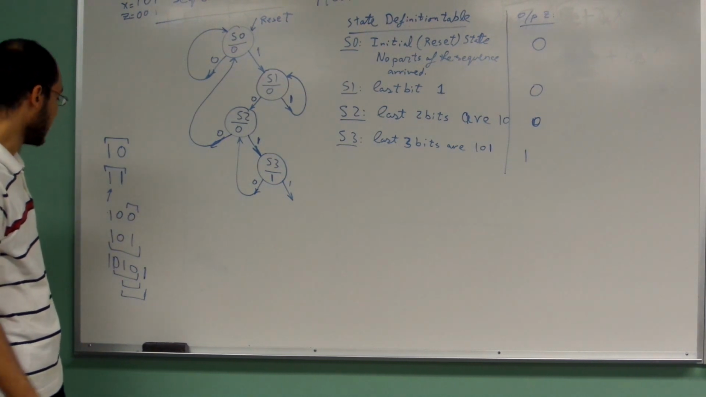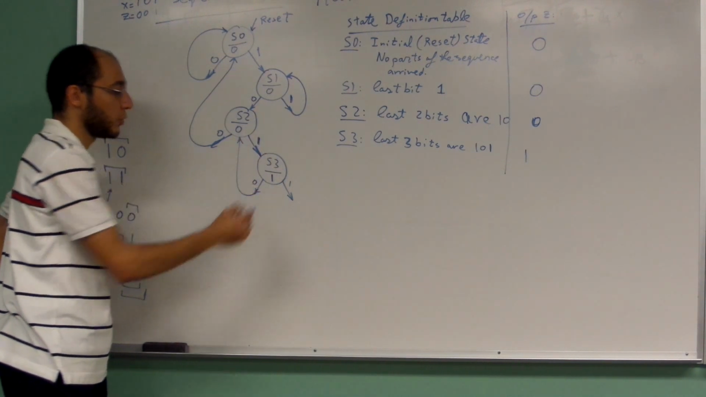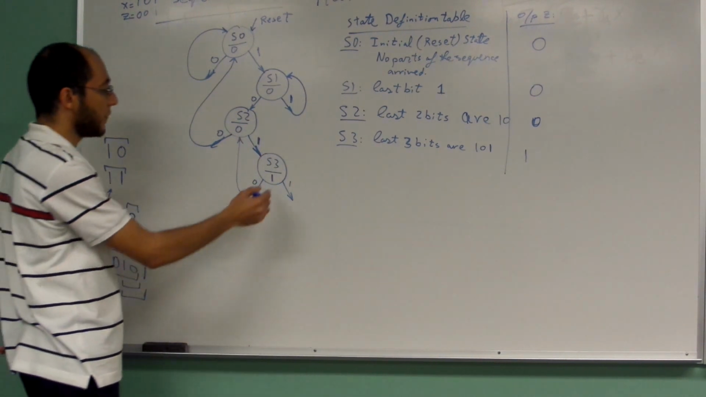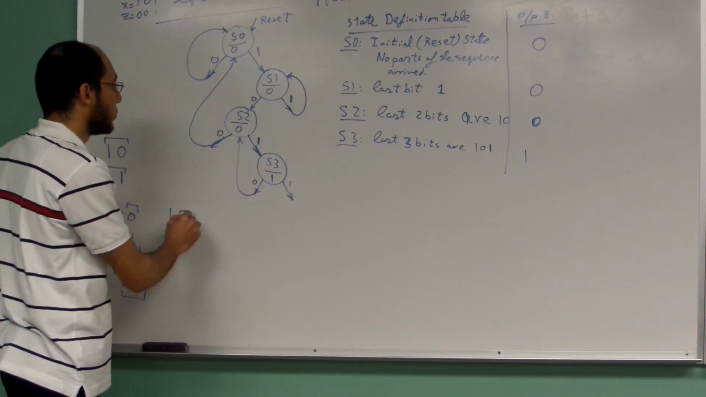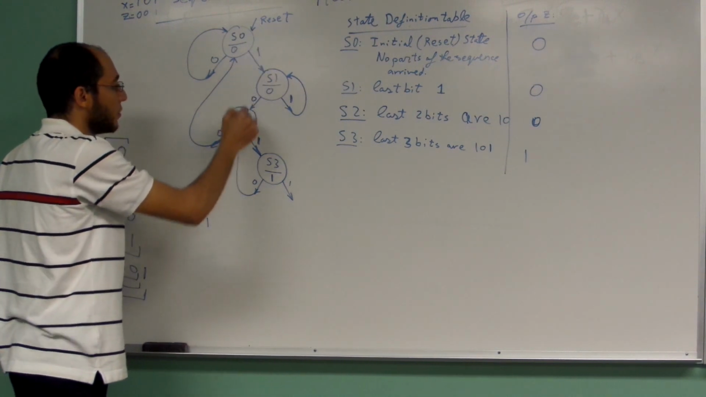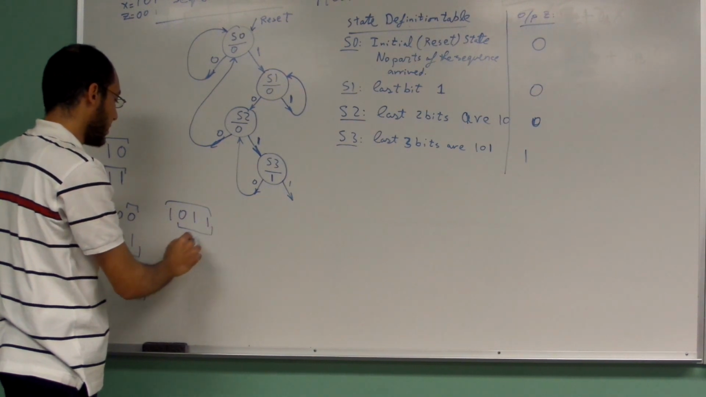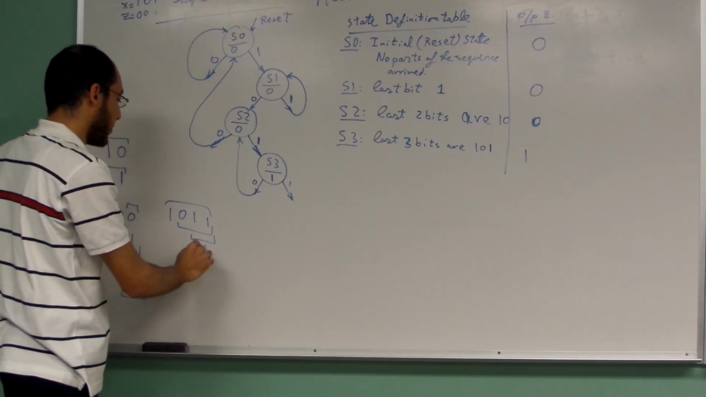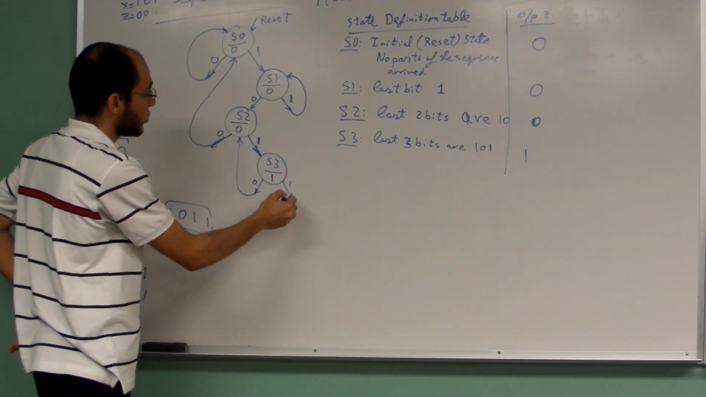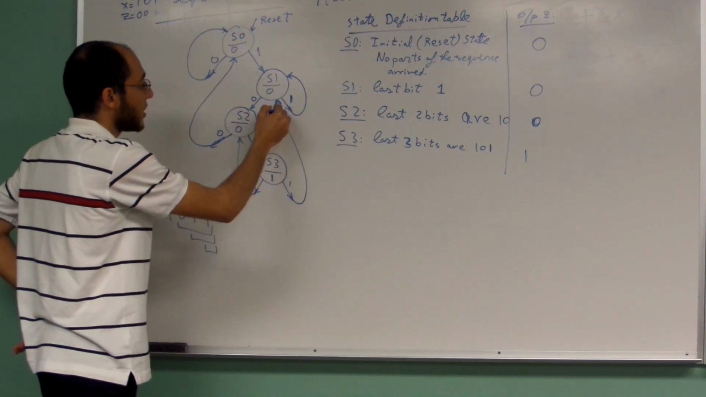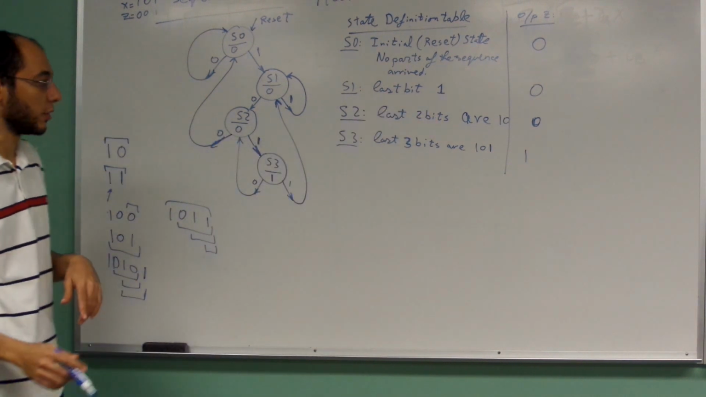Okay? And when you're at S2 and receive a 1, you are going to go to S3 and thus output a 1. Okay? When I receive another 1, what do I have so far? I have 1, 0, 1, 1. Okay? This is not a part of the sequence. This is not a part of the sequence. This is not a part of the sequence, but this is a part of the sequence, which is the 1. And that's why I need to go to state S1. Why did I go to state S1? Because the state S1 represents last bit received is 1. Okay?